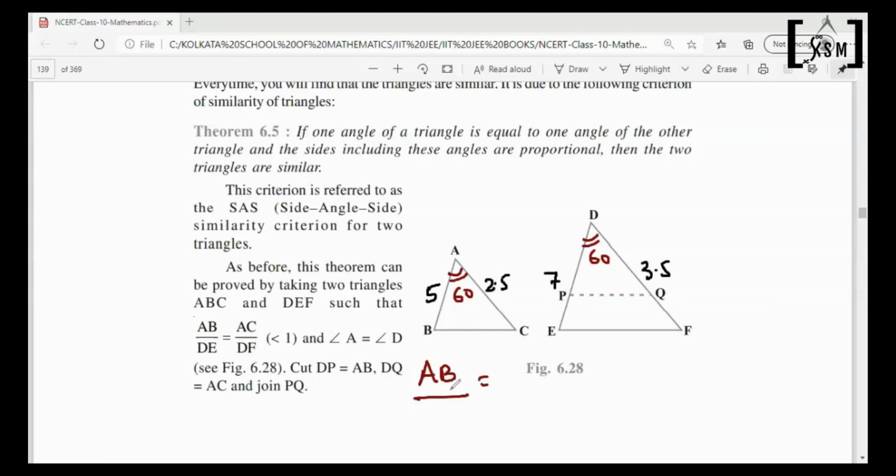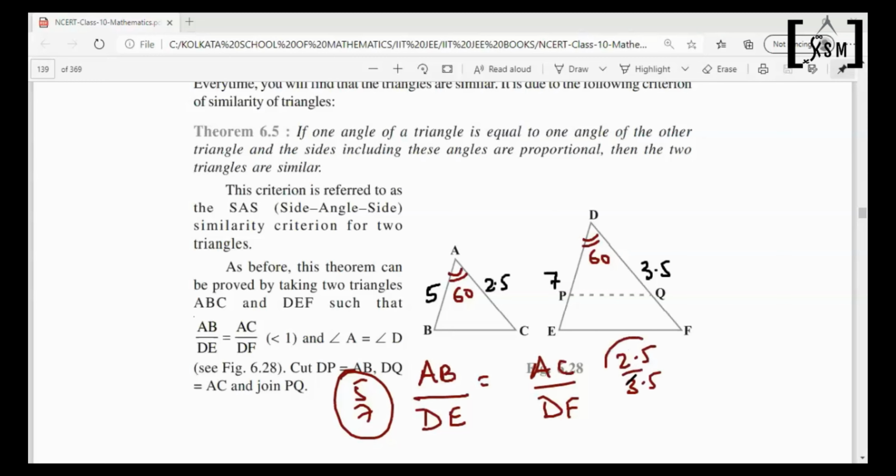You will always have to do the trials. So side AB I am comparing with DE, and side AC I am comparing with DF. Let's see what happens. AB over DE side ratio is 5:7, and AC over DF side ratio is 2.5 over 3.5.